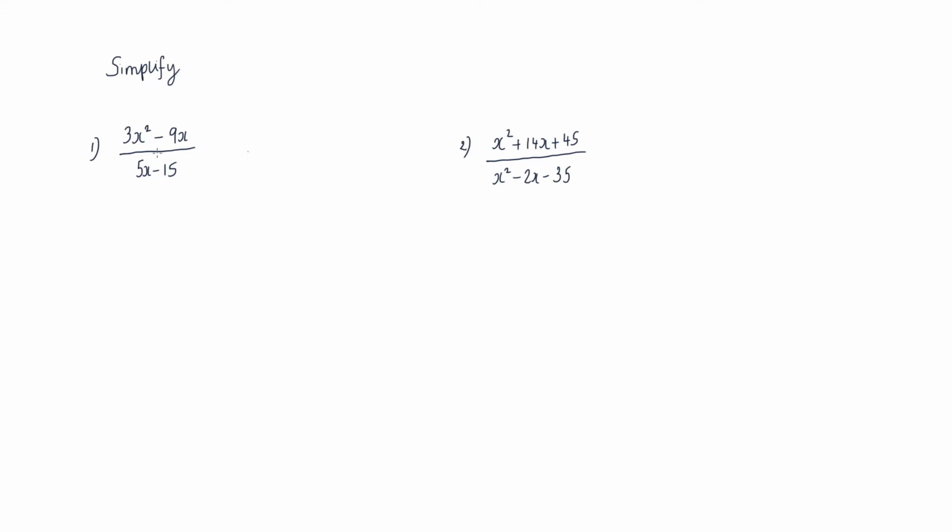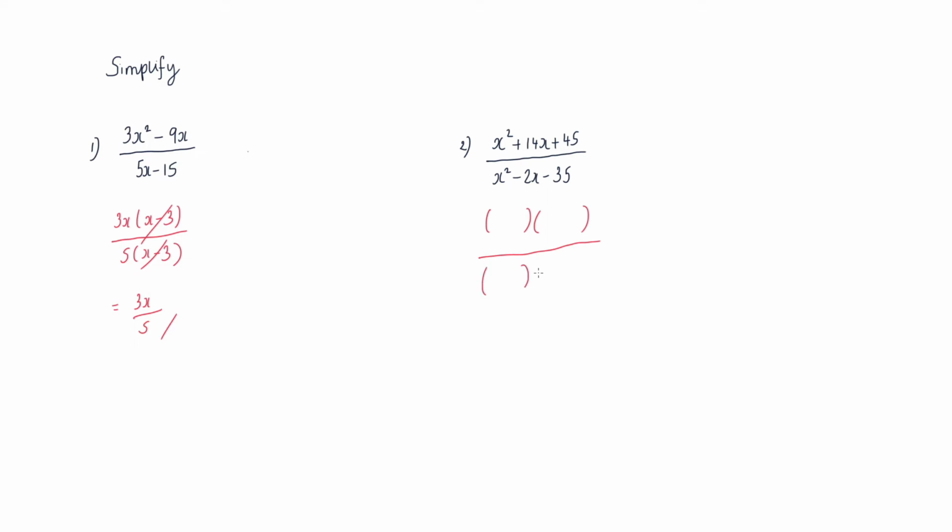So what you should have had when you factorize the top one is you should have taken 3x out. So that would be x minus 3 over, take 5 out, so that should also be x minus 3. So that cancels, and you should have been left with 3x over 5. That's your answer.